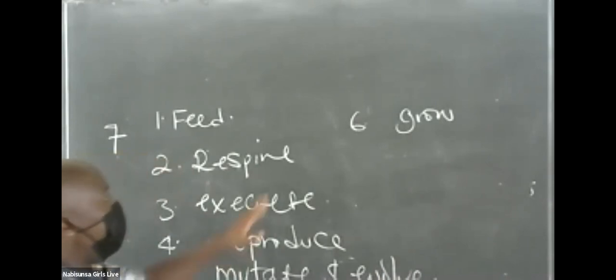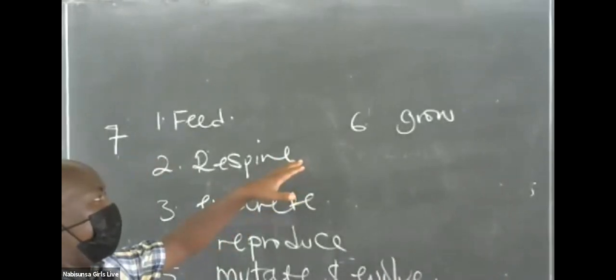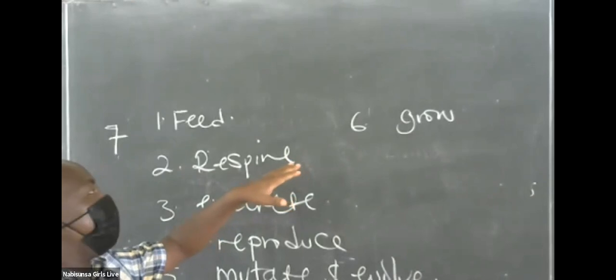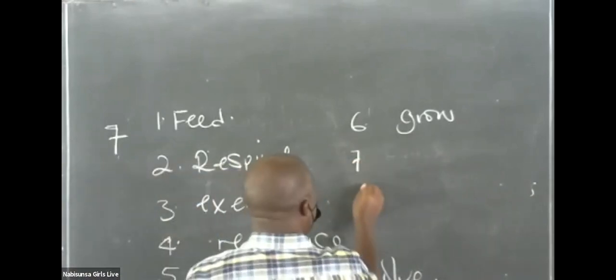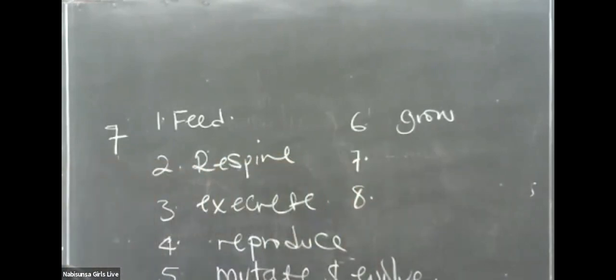Now let us continue. We are on the sixth characteristic of life. Remember, I said they are meant to be 8, so we are remaining with the 2.